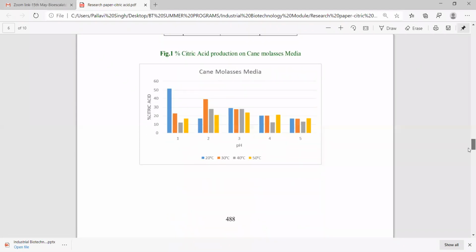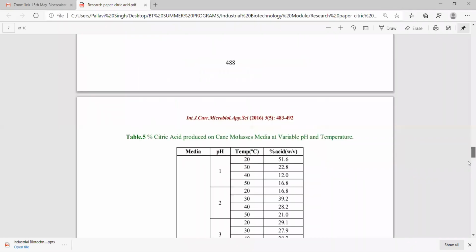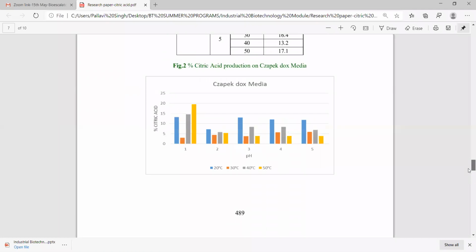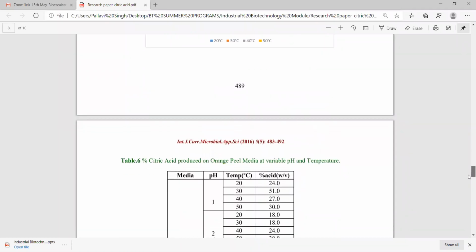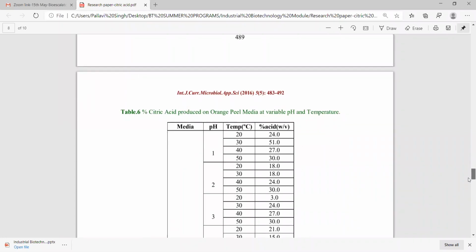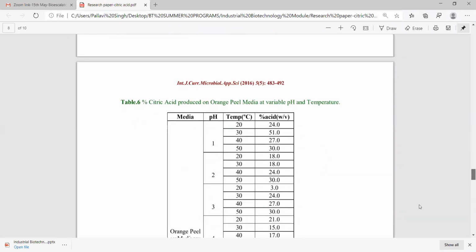Our conclusion was that Czapek Dox is a pure media, and that will give the maximum. But when we compared cane molasses and our orange peel, we came to the conclusion that maximum citric acid production can occur at a pH of 2 and at a temperature of 30 degrees in the orange peel. I will show you in the results. Here you can very easily see that we are getting a maximum of 51% citric acid at a temperature of 30.